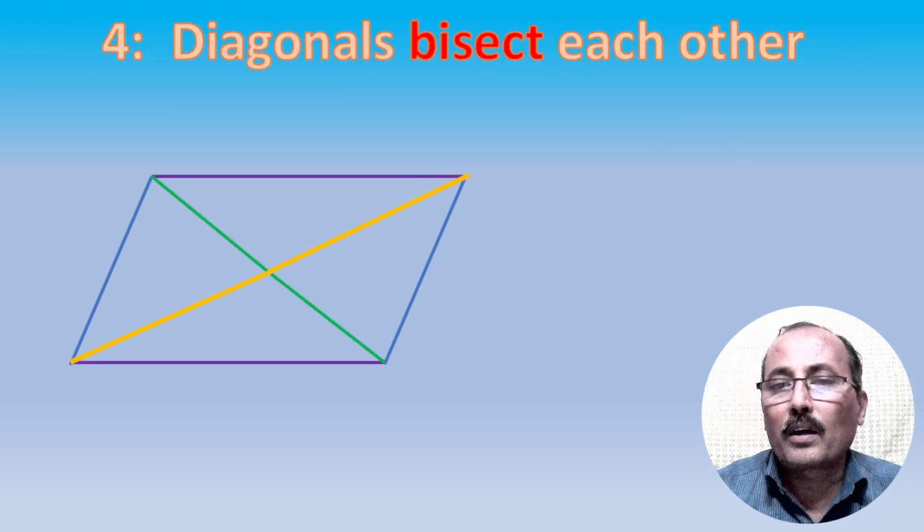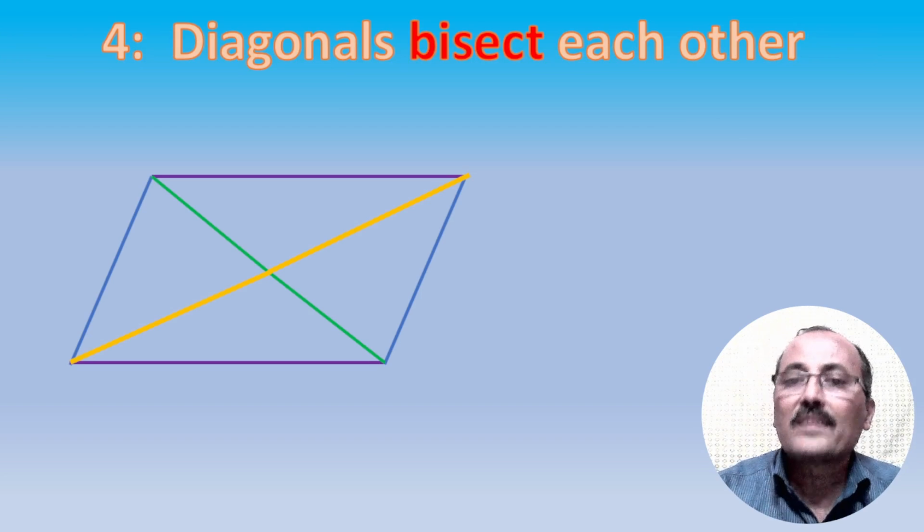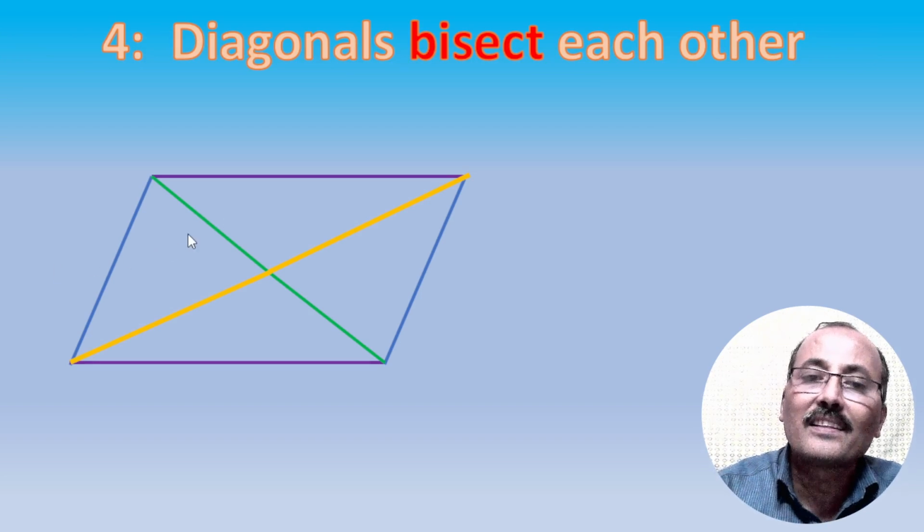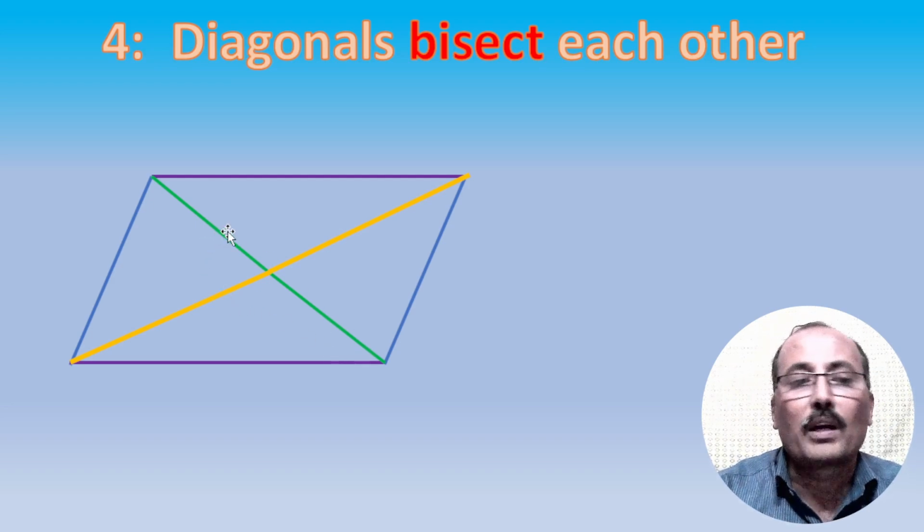What about the next property? Property number 4 is diagonals bisect each other. What is the meaning of diagonals bisect each other? This half and this half, that means this green divides the yellow into two equal parts, or this one divides the other one into two equal parts.